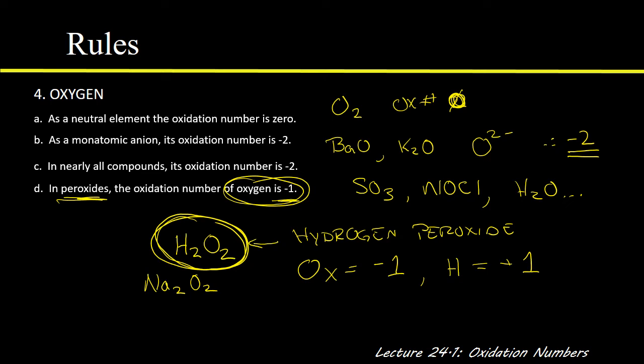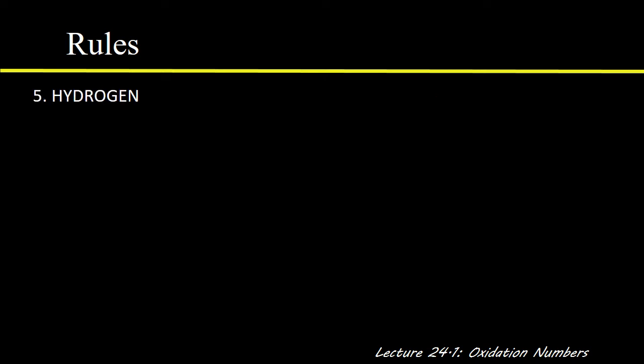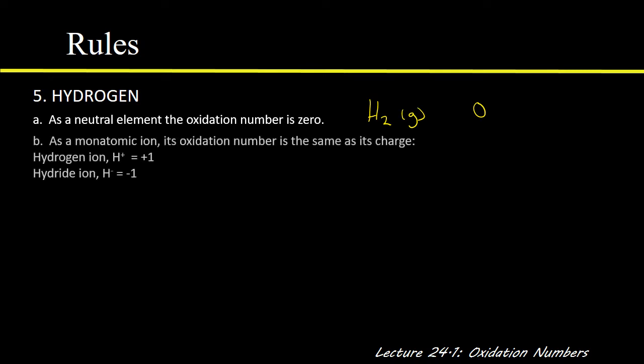All right, and that brings us to hydrogen, which is the other element that behaves a little bit funny at times. First rule, as a neutral element, hydrogen is always 0. Again, that's just the first rule, right? So if we've got H2 as the element, the oxidation number is 0. Okay. If it's an ion, then the oxidation number is the same as the charge. I think that was probably our second rule, right?